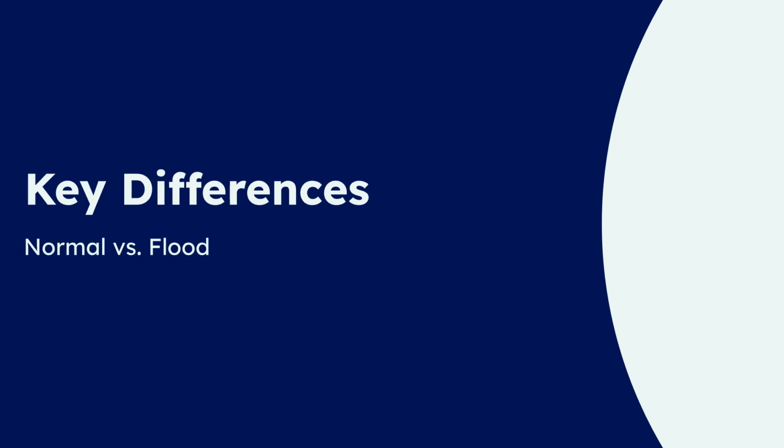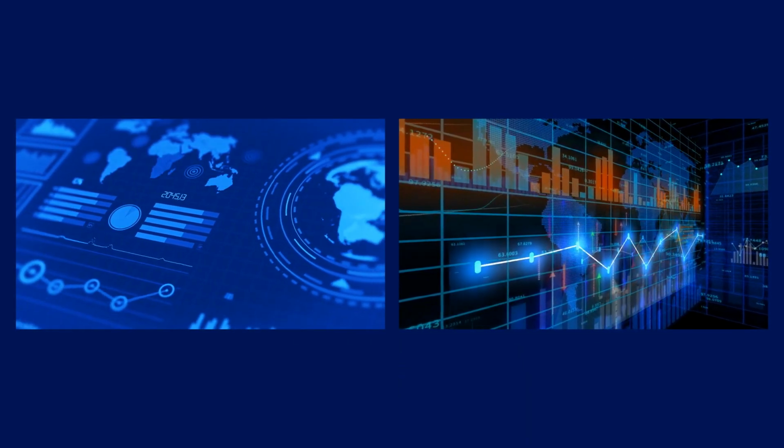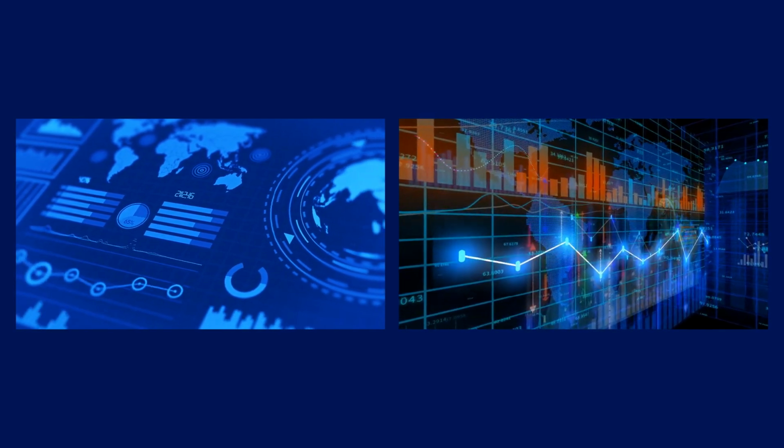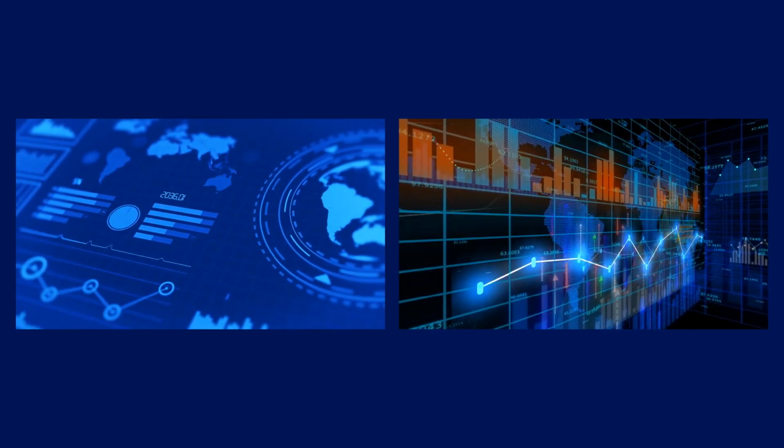So, what are the key differences we can observe in these two traffic captures? The most obvious difference is the packet rate. A flood attack sends packets at an exponentially higher rate than a normal ping.